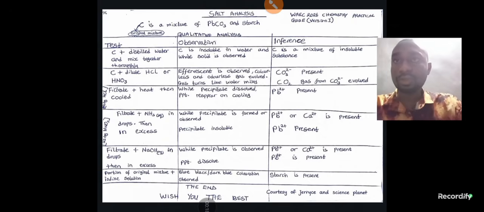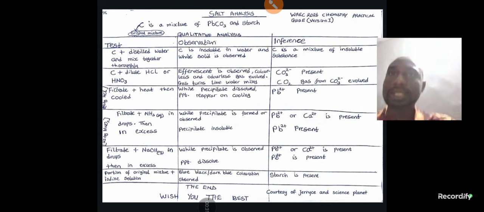Okay, so welcome to WAEC 2026 qualitative analysis. Our sample C is a mixture of lead trioxocarbonate and starch.